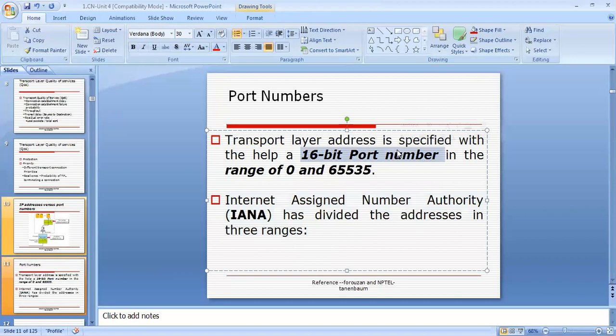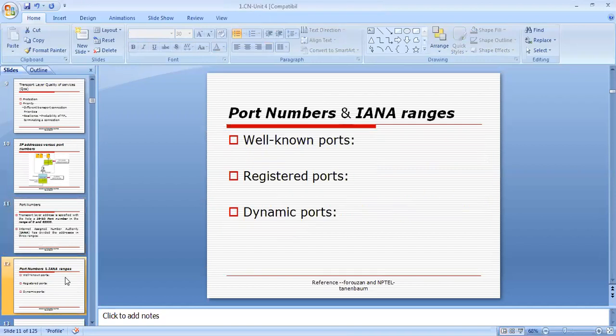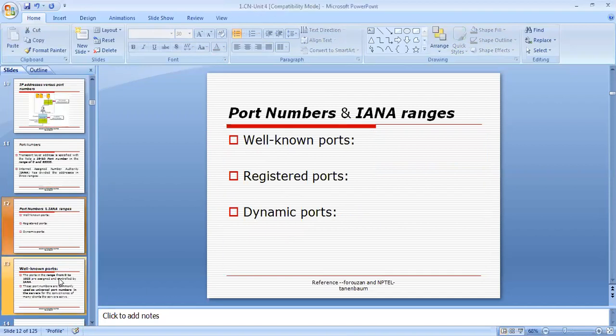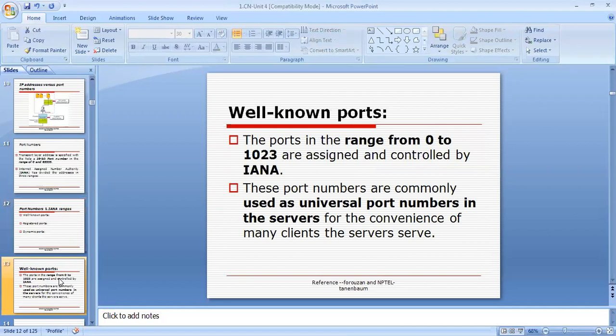So with the help of 16 bits, the total number of possible addresses is 2 power 16, that is nothing but 0 to 65,535. All these addresses have been divided into three ranges. So we will start with these three ranges. The first range is called the well-known port address, the second is called the registered port address, and the third is called the dynamic port address. So let's start with the well-known port address.